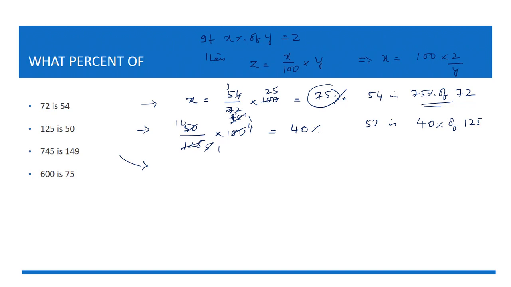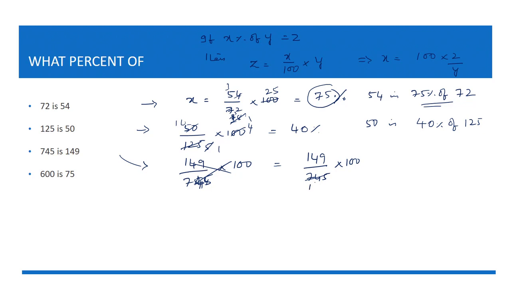What percent of 745 is 149? So 149, that divided by 745, that into 100. Now if you simplify it, right, 745, not 54, right, 745. So 149, that divided by 745 into 100. How you are going to do? Let us go with the 5. Right. Let me start dividing by 5.